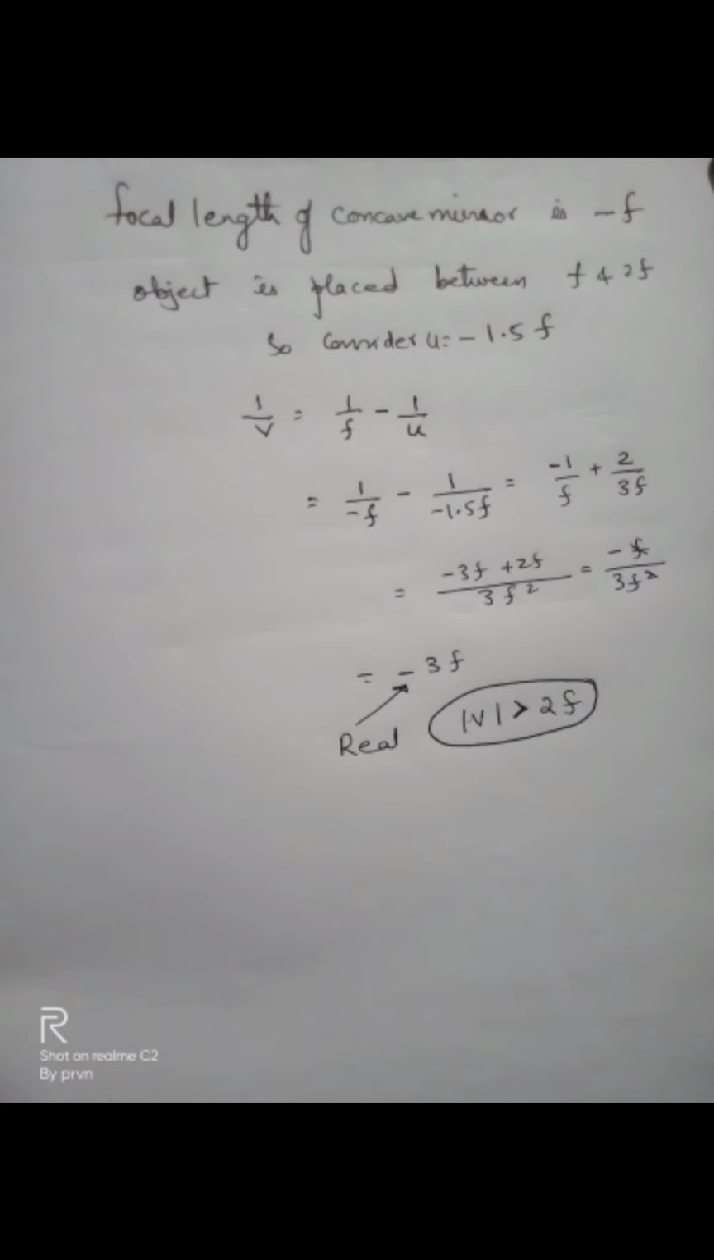And you can see that the value also got 3f. It means its magnitude is greater than 2f. So here we can prove that the image is real and is always formed beyond 2f.